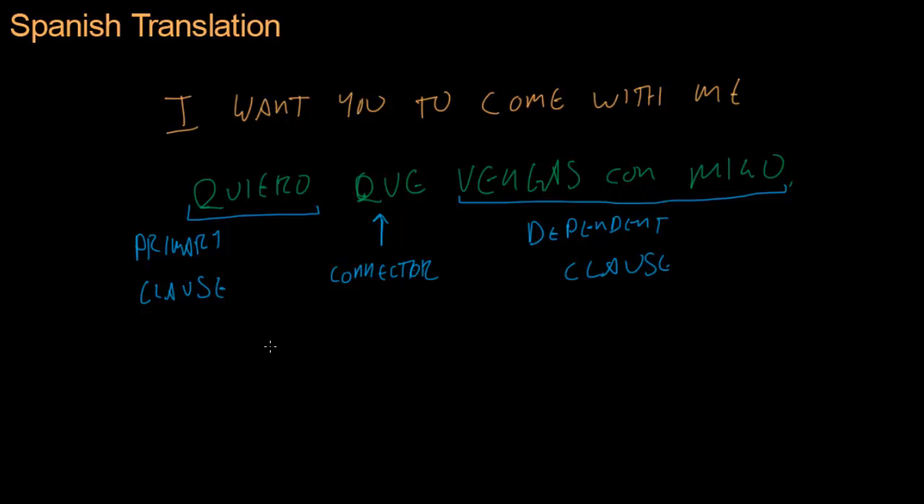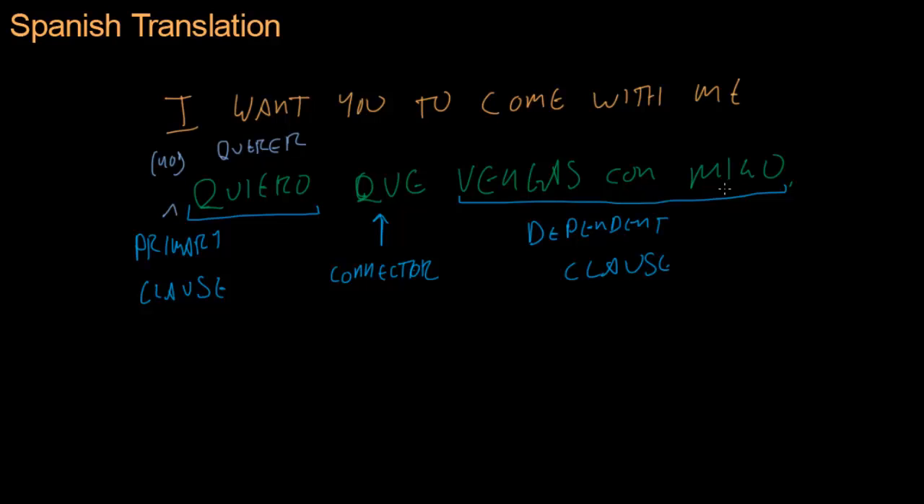So a clause, of course, has a noun and a verb. So this quiero right here, we see that the noun is yo. There's an implied yo right here. Yo quiero, but the yo is not necessary in Spanish. And our verb here is querer, but we've conjugated it for the yo form, yo quiero.